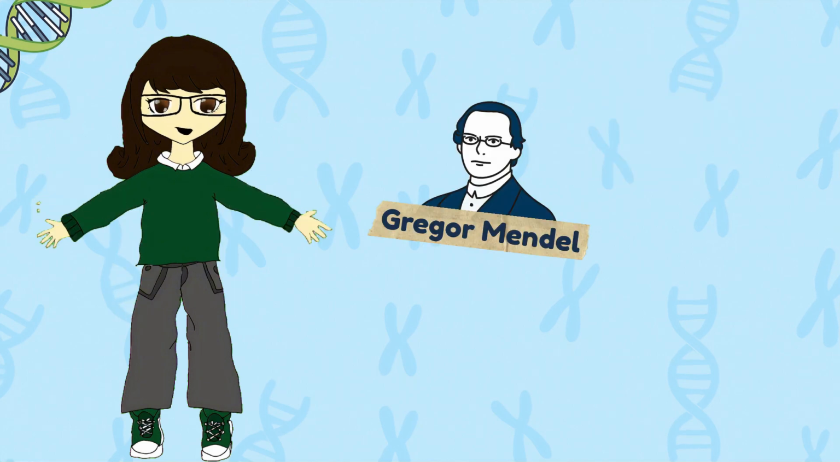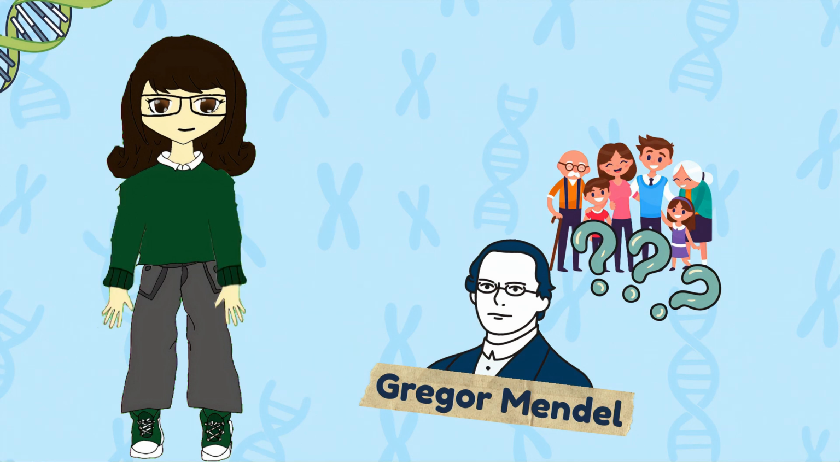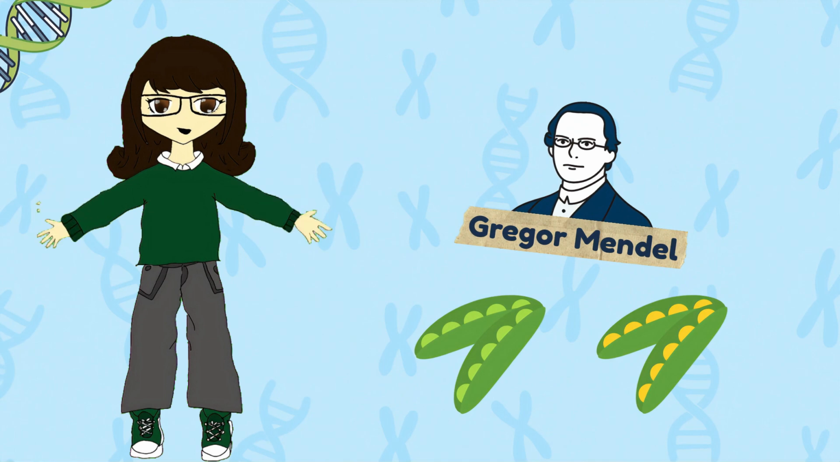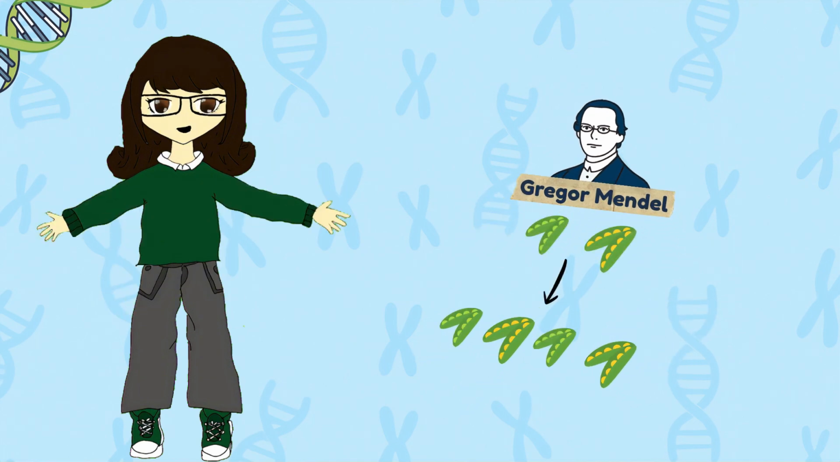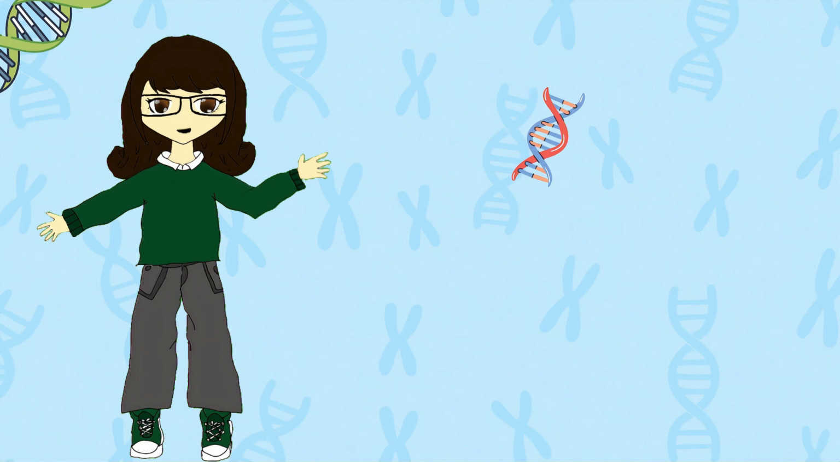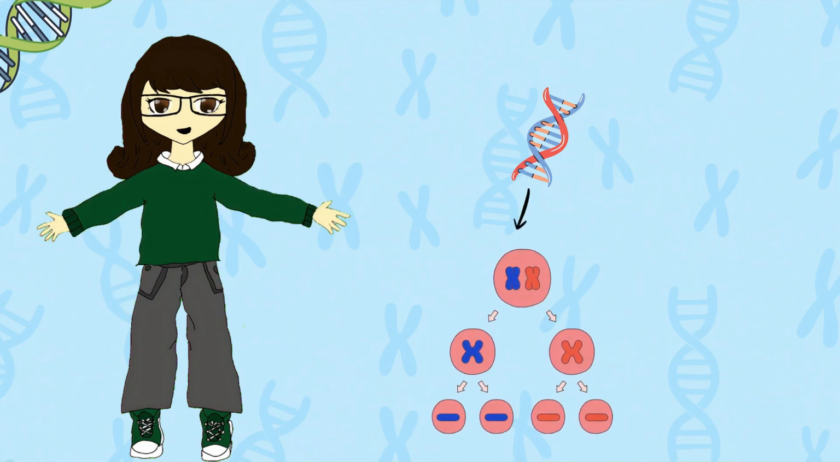Gregor Mendel was a monk and a scientist, and he had one big question. How are traits passed from one generation to the next? To answer this, he designed an experiment. He used pea plants because they had clear traits he could study: different colors, different textures, and different shapes. So he crossed two pea plants with different traits, and what he discovered was a huge surprise that changed biology forever.